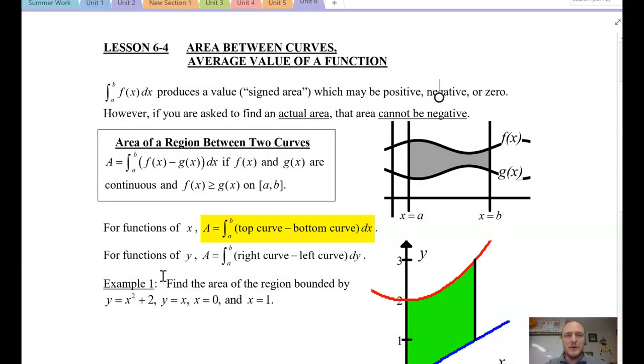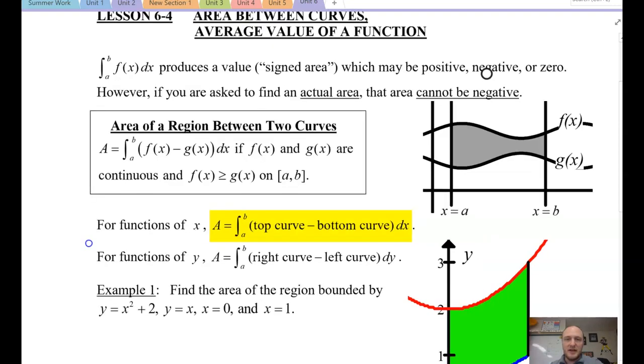The integral from a to b of f of x dx produces a value of signed area, which could be positive, could be negative, or it could be 0. However, if you're asked to find an actual area, that area can't be negative. So we'll always take the absolute value or the positive value of the area.